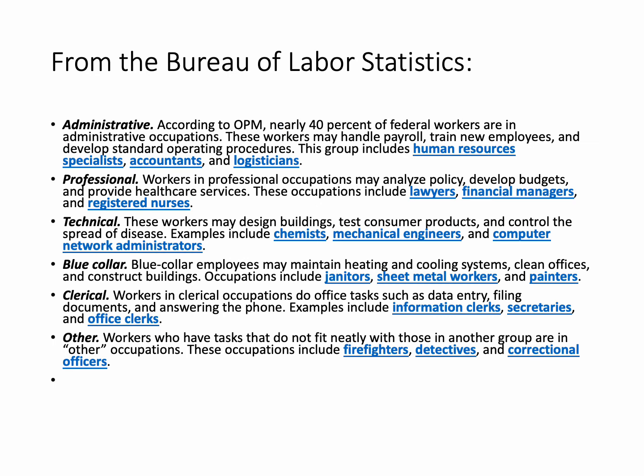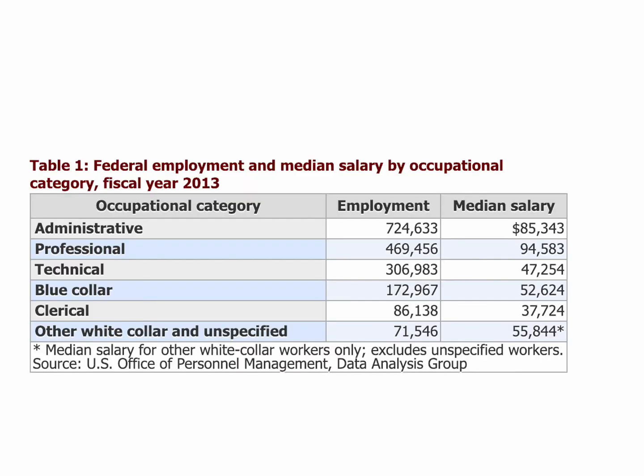These employees are classified into groups. 40% of them are administrative employees. So, there's a lot of things to do: payroll, training, human resources. A huge number of them are professionals. Lawyers. A lot of lawyers work for the federal government. Nurses, etc. Technical people. A lot of them are scientists, chemists, etc. Many are blue-collar workers, janitors, etc. There are many basically clerical people who do all the data entry, filling in documents, answering the phone, and so forth. And then there, of course, are firefighters, prison guards, etc.